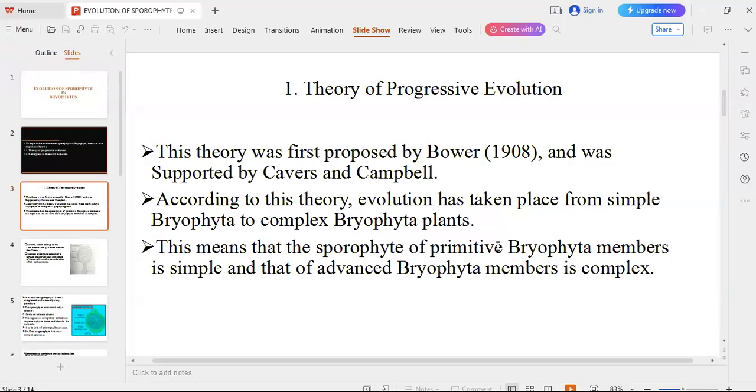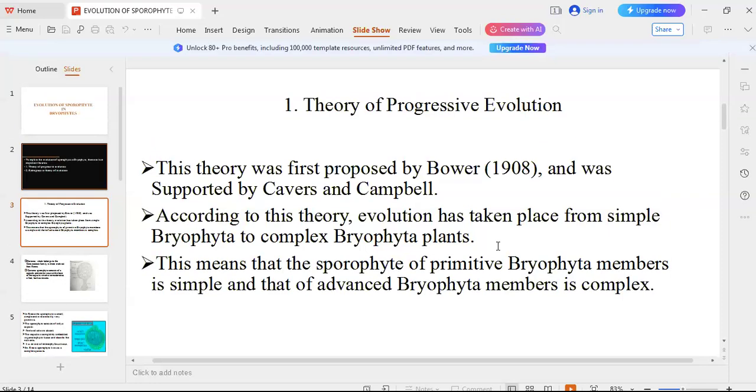This theory was first proposed by Bauer and was supported by Cavers and Campbell. It's very important, please note down these scientists' names. What are the changes we observe in the Bryophyta sporophytic structure? According to this theory, evolution has taken place from simple Bryophyta to complex Bryophyta plants. So we observe the structure of sporophyte in different plants.